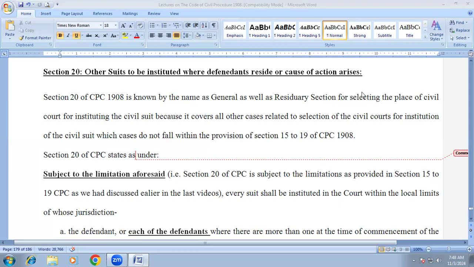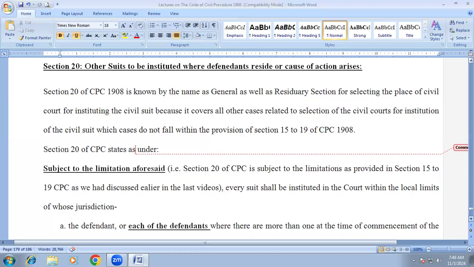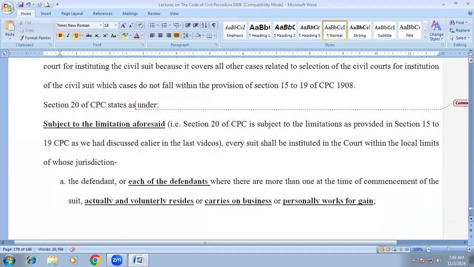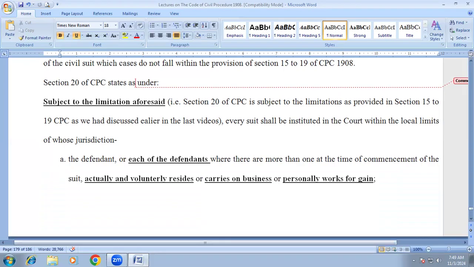So section 20 of CPC starts as under. It states that subject to the limitation aforesaid, that means subject to the limitations of section number 15 to 19 of CPC, every civil suit shall be instituted before the civil court within the local limits of whose jurisdiction either one defendant, if there is only one defendant, or each of the defendants, where there are more than one defendant at the commencement of the suit, actually and voluntarily resides or carries on business or personally works for gain.